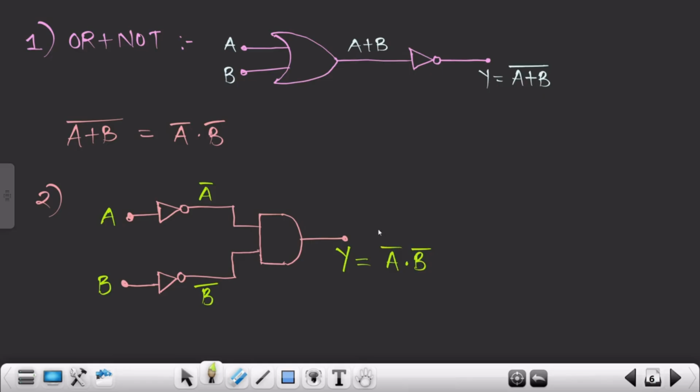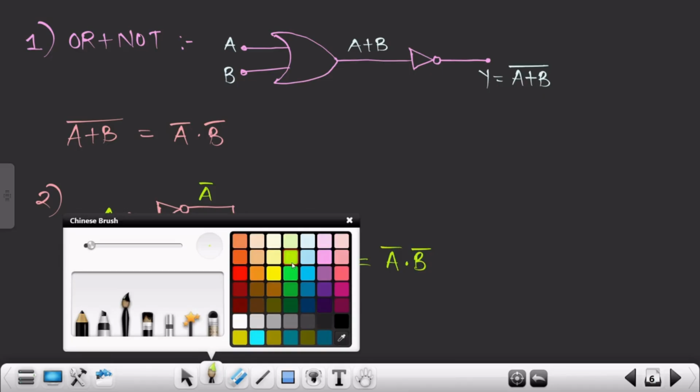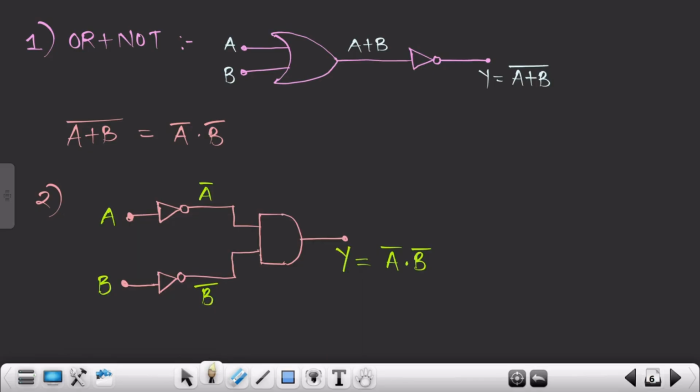Right, great. So there are two methods to implement the NOR gate. The very first method is the traditional one, connecting an OR gate to a NOT gate. Or else you can take two NOT gates, and whatever output is coming from these two NOT gates, you can feed it to the AND gate. So there are two ways to implement the NOR logic circuit. I hope you understood this point.